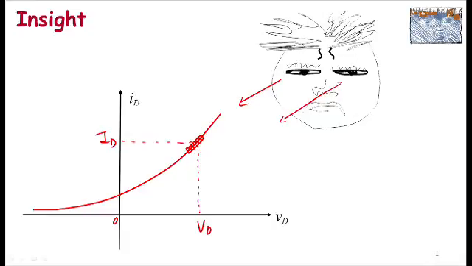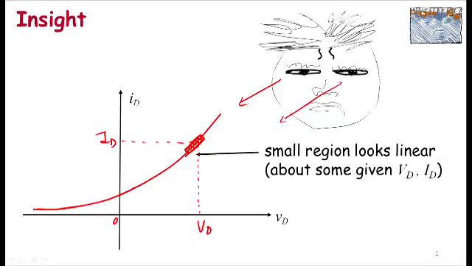So this is my nonlinear curve, but what does this little segment here remind you of? What does it look like? Well, if you look at it carefully enough and do the Zen thing, as I promised, this small region, amazingly enough, looks more or less linear. This small little line there looks more or less linear, and that little segment is about the point VD, ID.